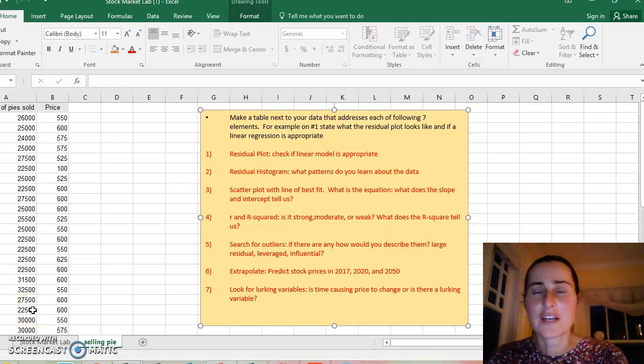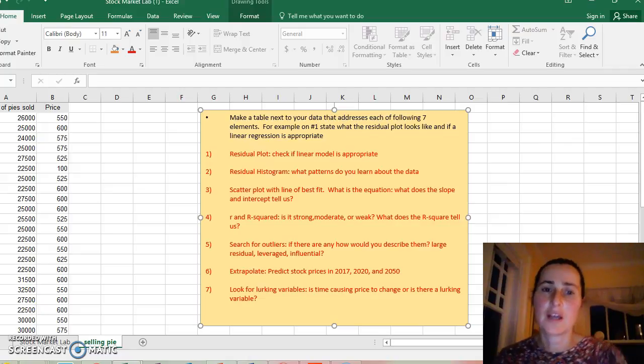All right, I'd like to kind of go over the stock market lab. What this lab is really about is analyzing data for linear regression. So I'm going to ask you to do 7 things. Now, it's hard for me to model because what you're really going to be doing is looking at 7 things and coming up with your own answers.